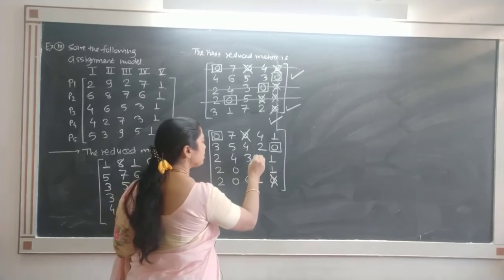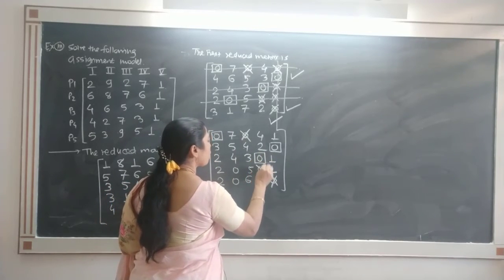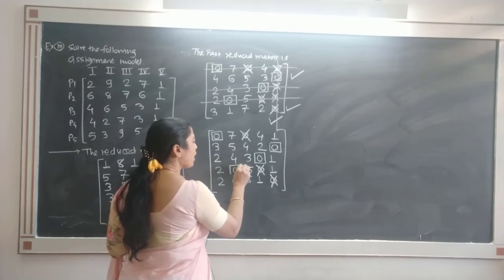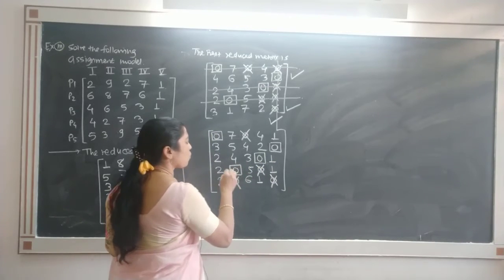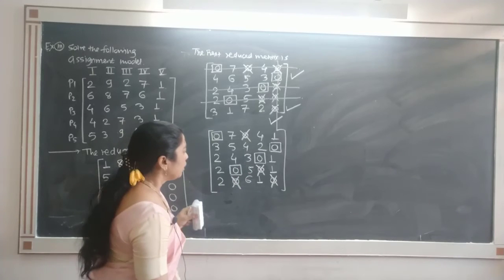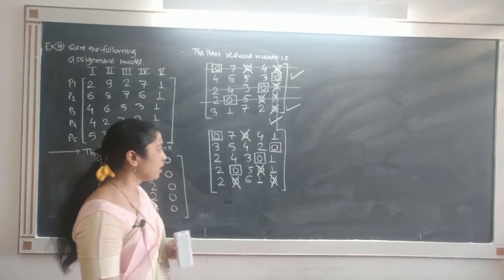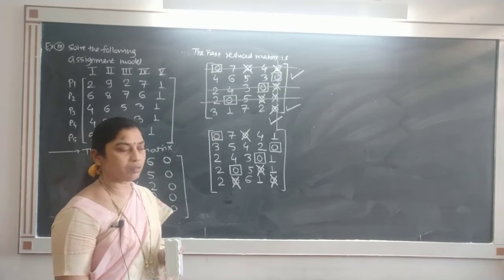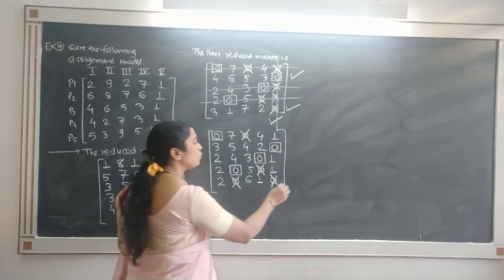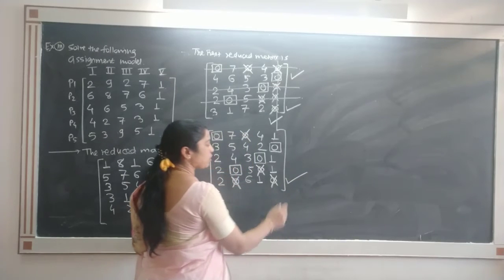Third row has single 0. Box it, cross the other. Fourth row has single 0. Box it, cross the other. Now, the number of assigned zeros is 4 only, and therefore it is not optimal again. So the row which does not have an assignment, mark it.